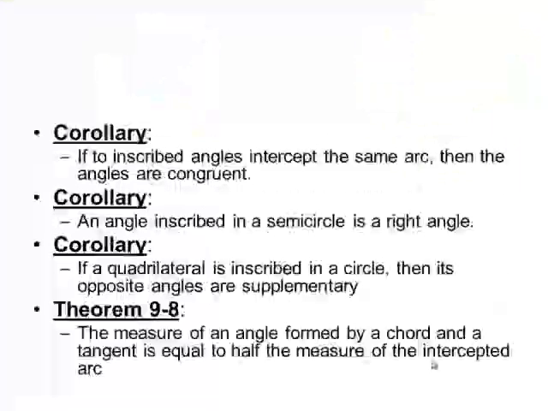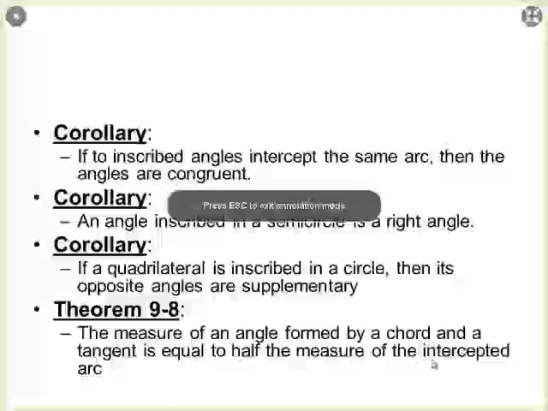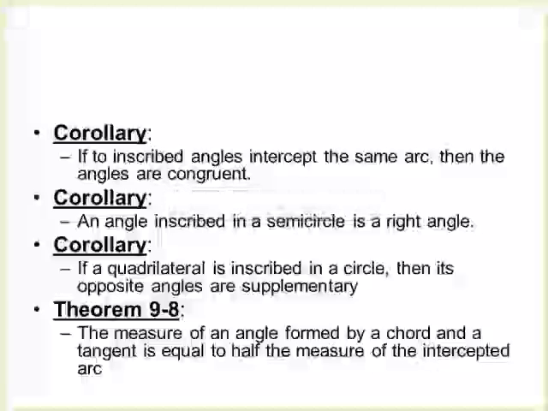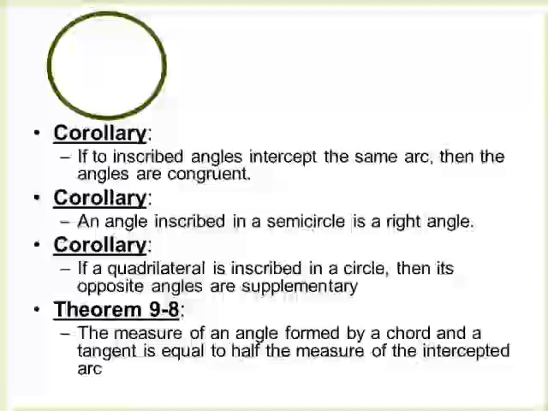So we have some corollaries to this. The first corollary has a grammatical error. Drives me crazy. If 2, that's the wrong 2, should be 2, the number 2, TWO. If 2 inscribed angles intercept the same arc, then the angles are congruent.